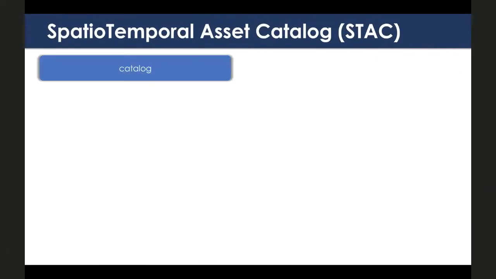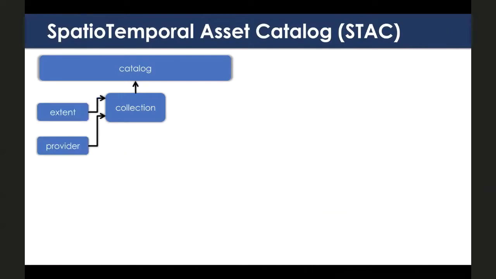I will give you a very high-level diagram of what the catalog looks like. So at the top level, you have one Stack catalog. Inside that, you will have a collection of data. That collection will have features like an extent, what is the geographical extent of data in there. It will have a provider. Then there will be an item inside the collection, which in practice is just a GeoJSON file describing your data.